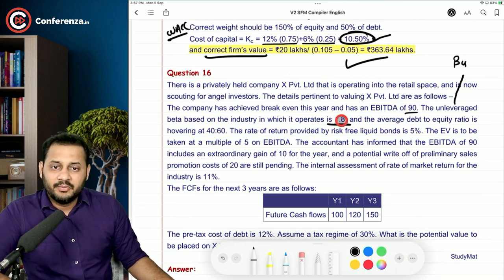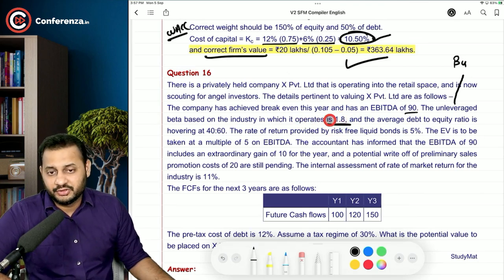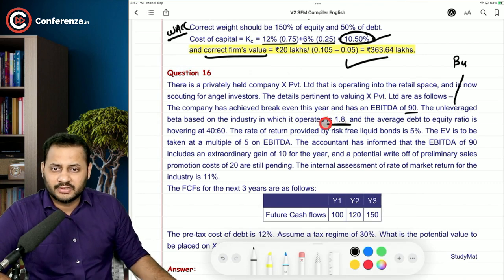See, unlevered beta means no debt in the company. If you have to include the debt in the company, then the beta will also change according to the debt equity ratio. Let's have a look. The rate of return provided by the risk-free liquid bond is 5%. The enterprise value is to be taken at a multiple of 5 on EBITDA.